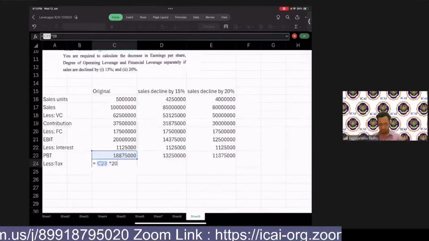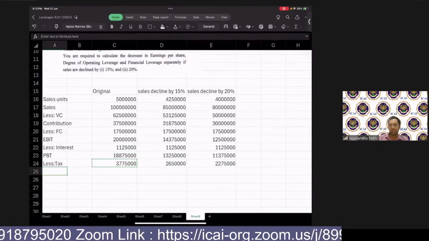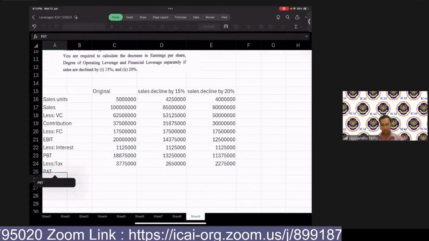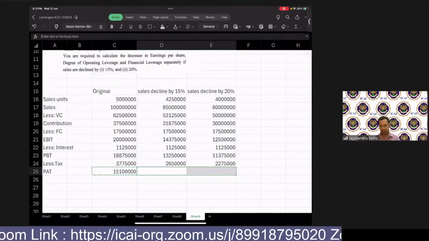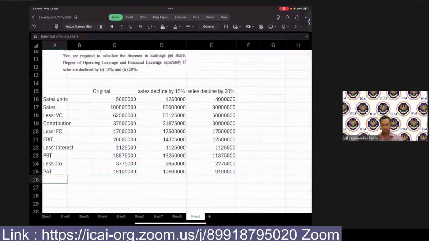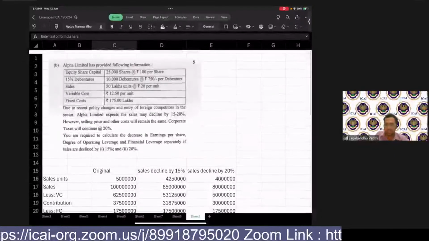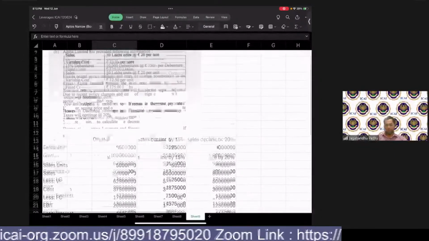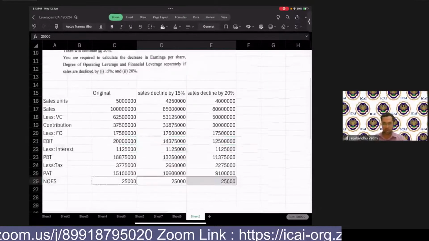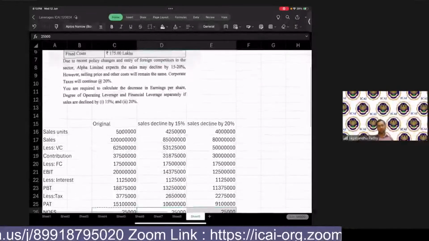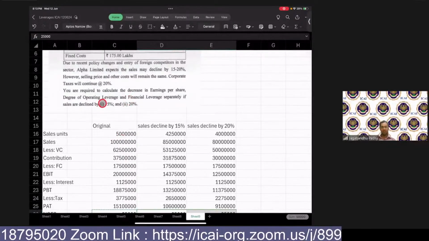PBT into 20% is the tax. Then you get profit after tax. Profit after tax is PBT minus the tax figure. This you need to divide by the number of equity shares, which is 25,000 shares. The income statement is ready. You have to compute the decrease in earnings per share, operating leverage and financial leverage separately.